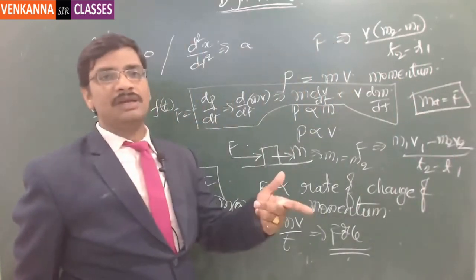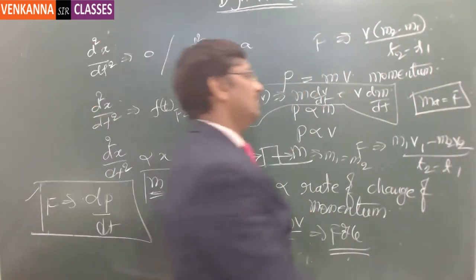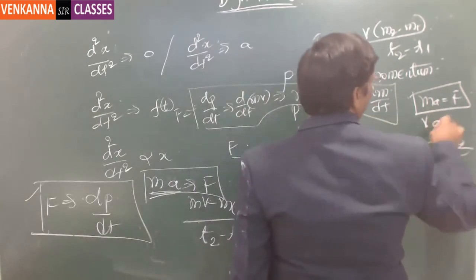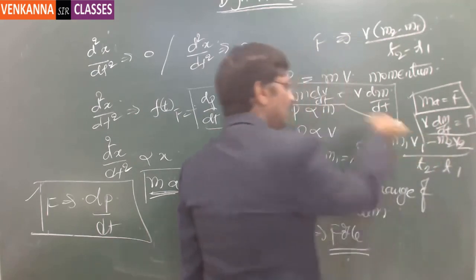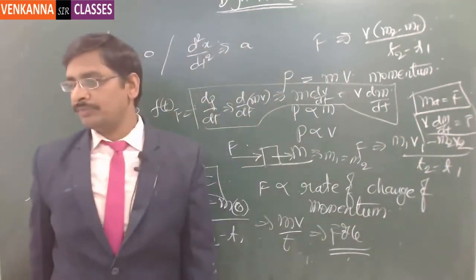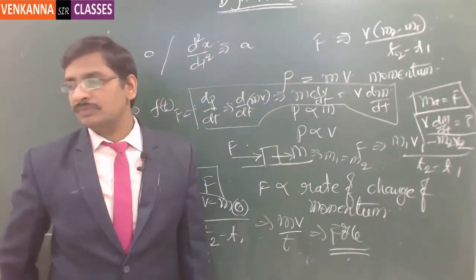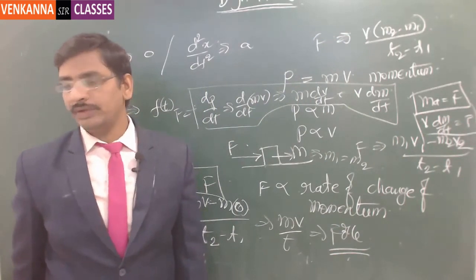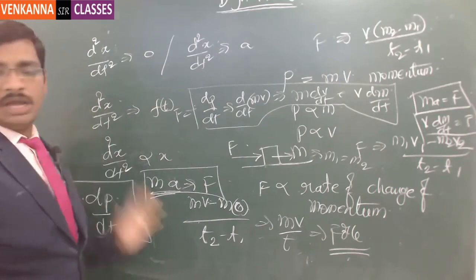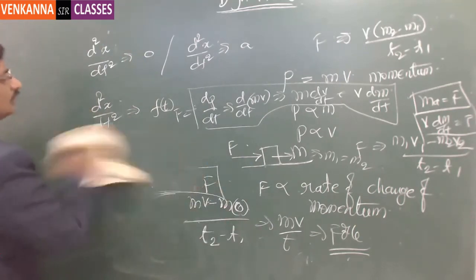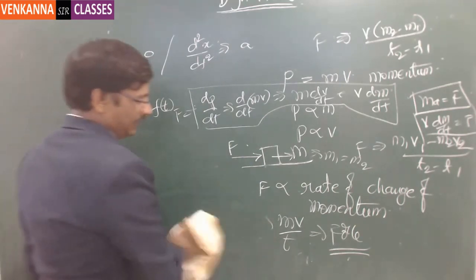If the mass is varying and the velocity is constant, then you can treat v into dm by dt as the force. If both are changing, then you have to use this complete formula. Got it? Understood? Okay, you can note down this. So from this place, I am going to explain how we are coming out to this one. So this is Newton's second law.